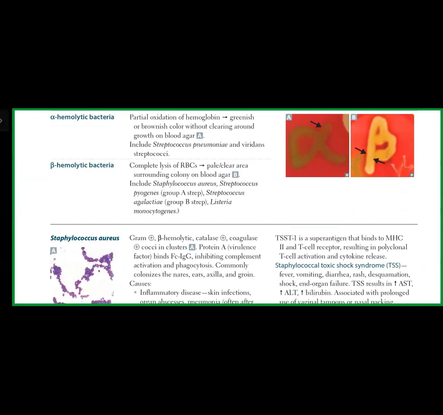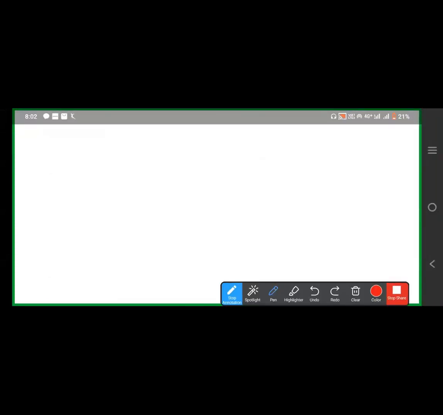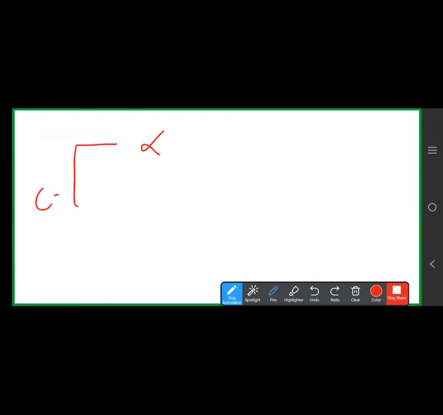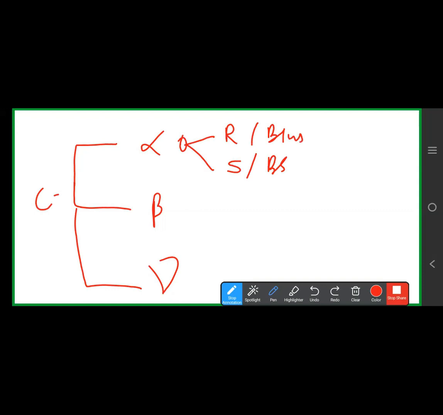I will give you an easier way, how I remember. Starting with streptococci, all of them are going to be catalase negative. Then divide them into three parts: alpha hemolytic, beta hemolytic, and gamma hemolytic. Alpha is partial, beta is complete, gamma is no hemolysis. For alpha, it is either optochin resistant or optochin sensitive. Remember optochin resistant with bile insoluble, or optochin sensitive with bile soluble.